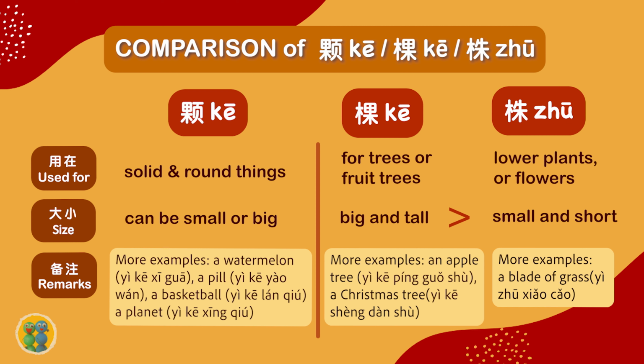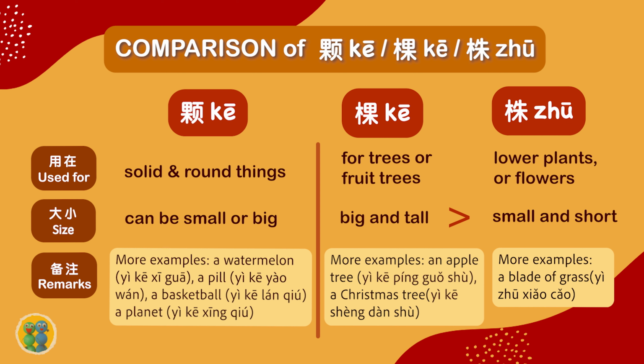An apple tree. 一棵苹果树, 苹果树 is apple tree. 苹果 is apple, 树 means tree. And next, a Christmas tree. 一棵圣诞树, 圣诞树 is Christmas tree. So we can see the examples. This 棵 with the wood radical can be used for trees and fruit trees, or things that look like a tree.